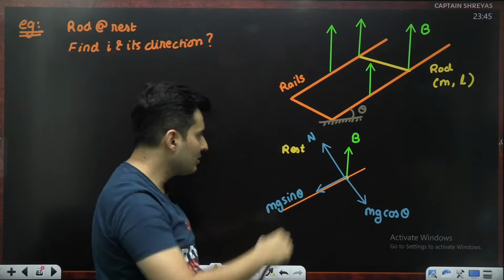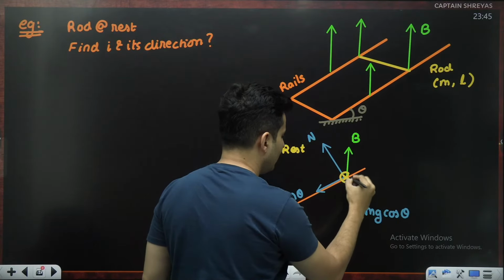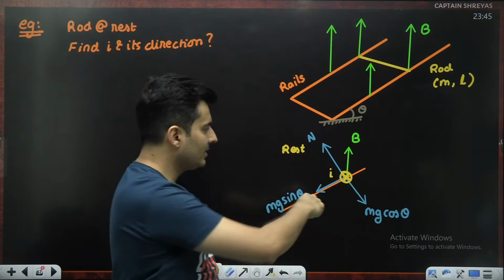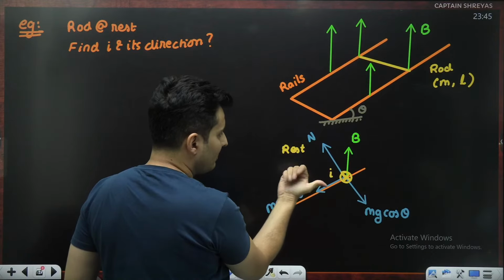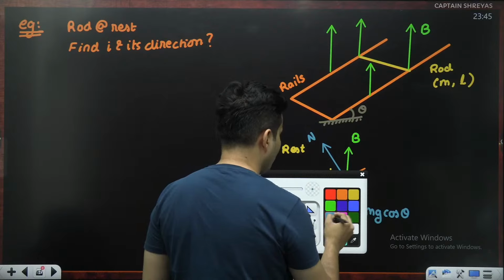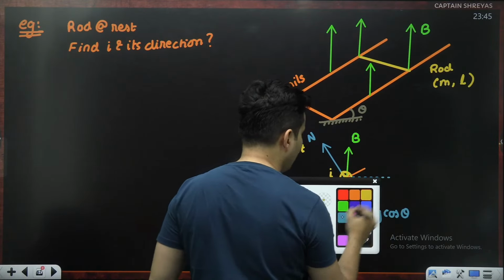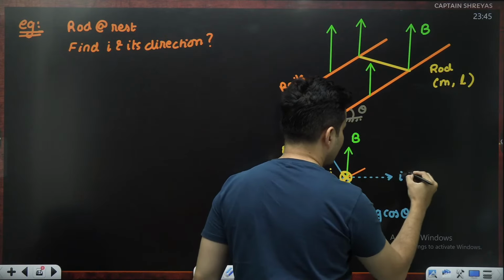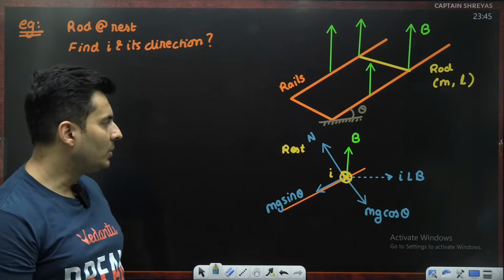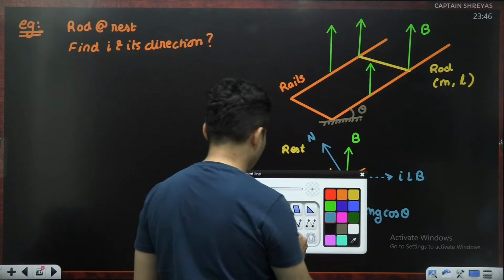If the current is going inwards, then probably things can be different. Imagine the current is inwards. Length is inwards. Length cross B will make the force go this way. Hence, imagine your ILB force is like this. I length B. Oh, now things start making sense. This ILB will now further have 2 components.